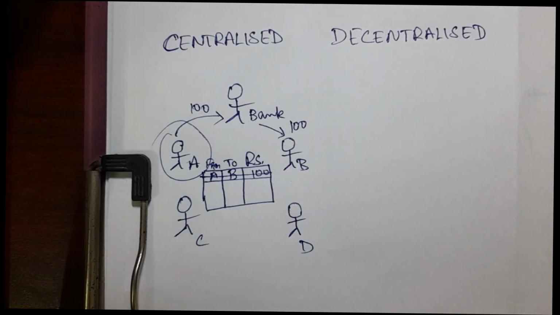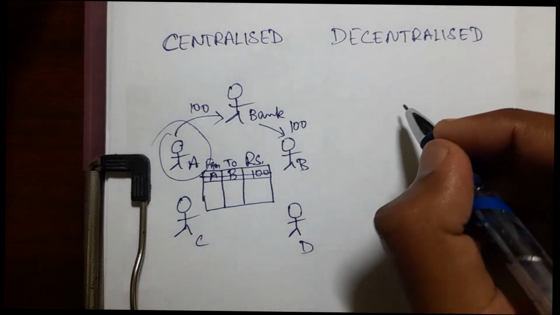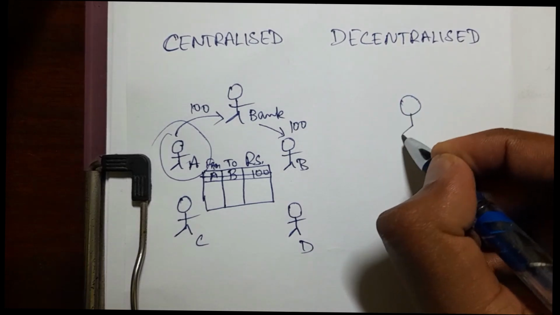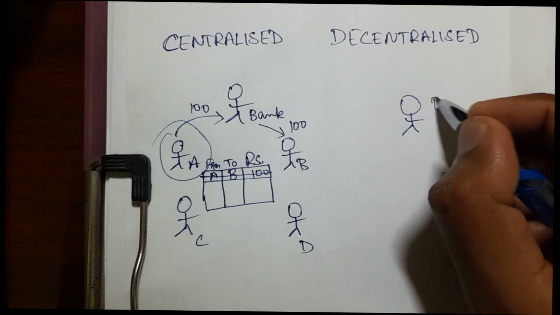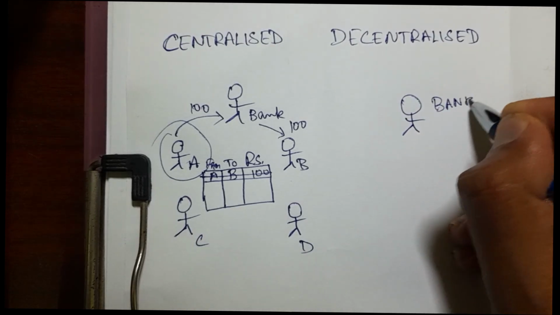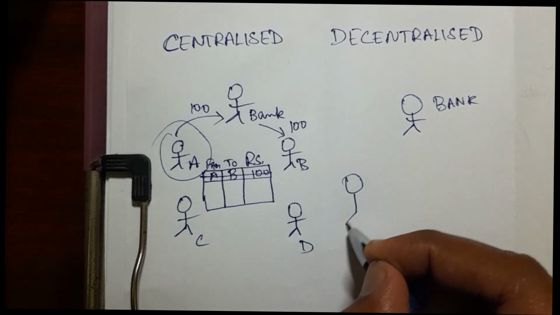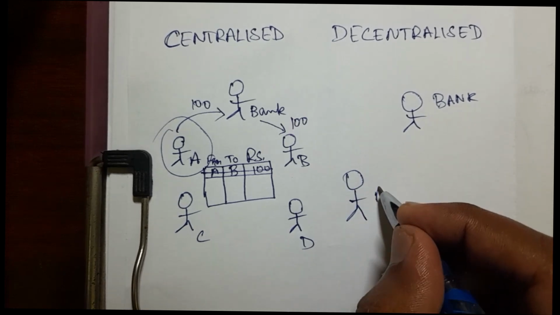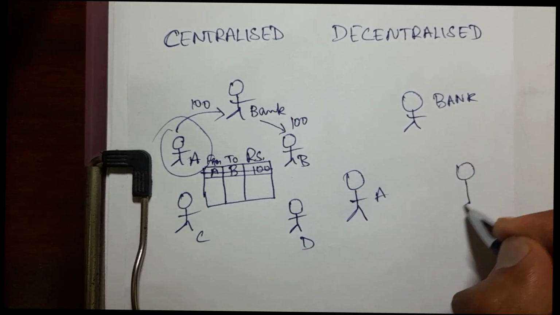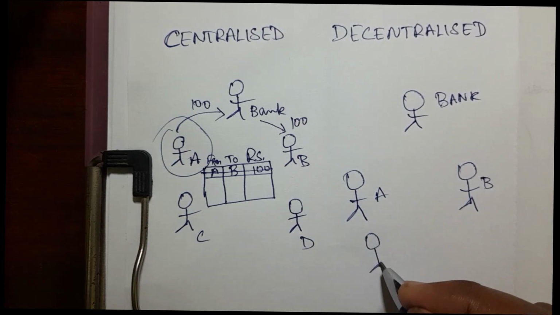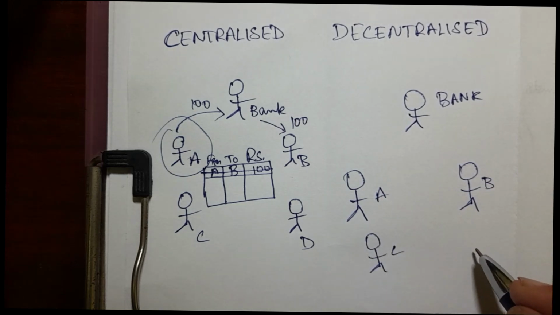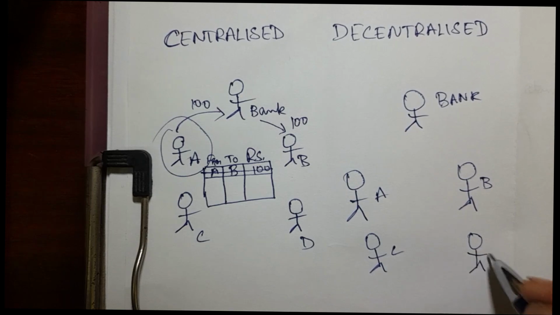Now coming back to the decentralized network, what exactly will happen is, let's have this guy. Let's say this is a bank. It's okay. And this is going to be A, this is going to be B, this is going to be C, and this is going to be D.